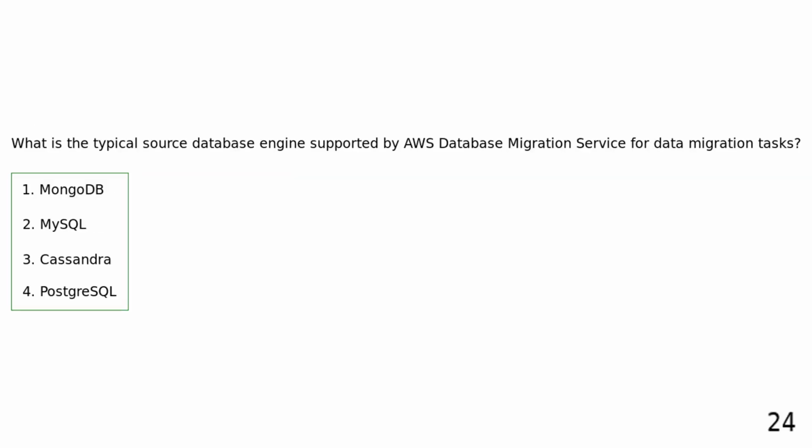What is the typical source database engine supported by AWS Database Migration Service for data migration tasks? MongoDB. MySQL. Cassandra. PostgreSQL.